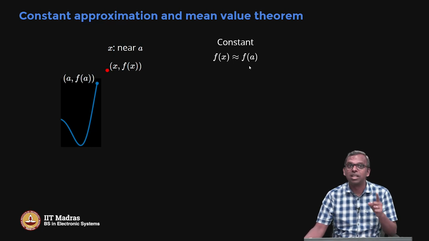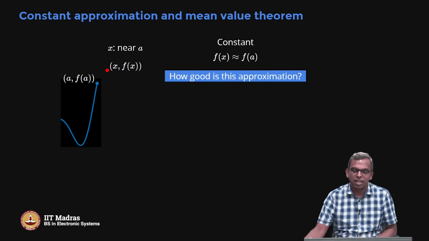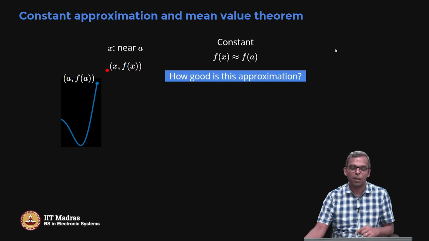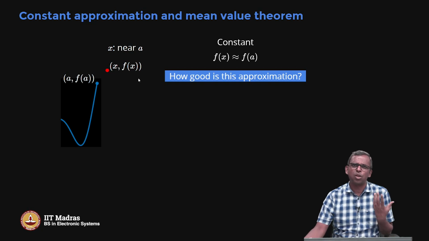But then how good is this approximation? That's the question, isn't it? And that question can be answered in a wonderful way using mean value theorem and the derivative. It turns out how good this approximation is depends really on how the derivative f prime behaves between a and x. That's sort of intuitive, right?